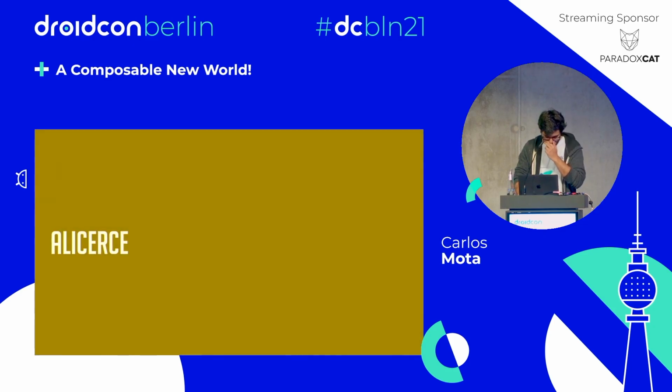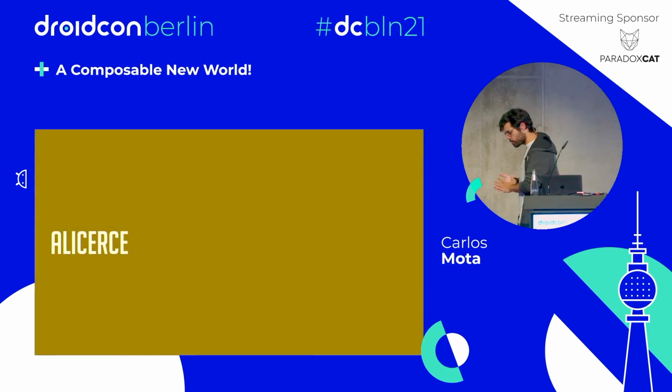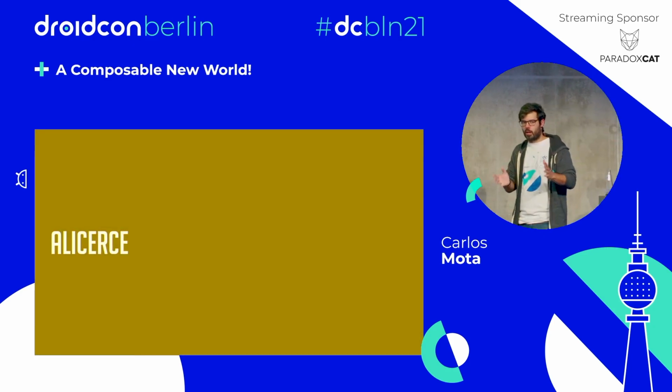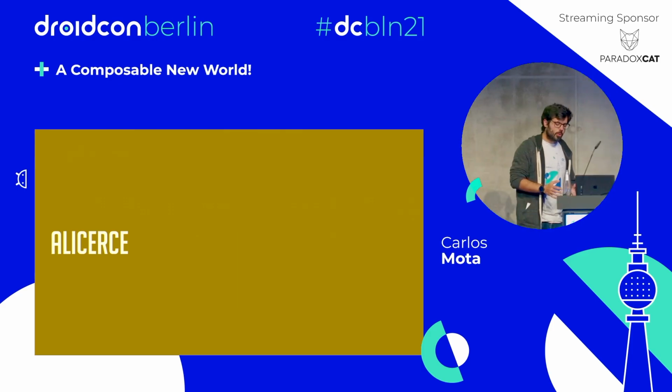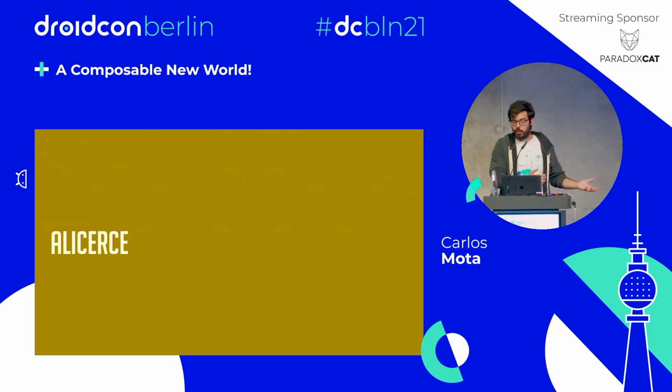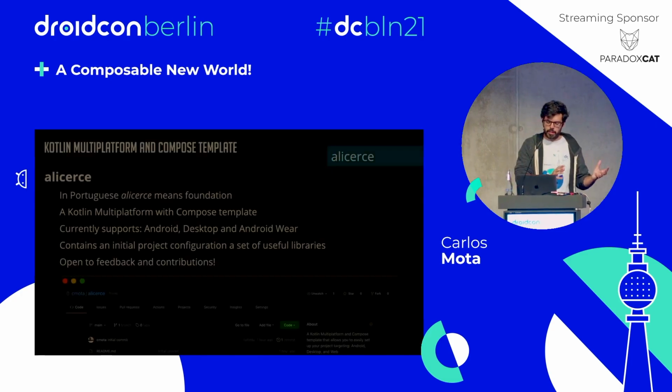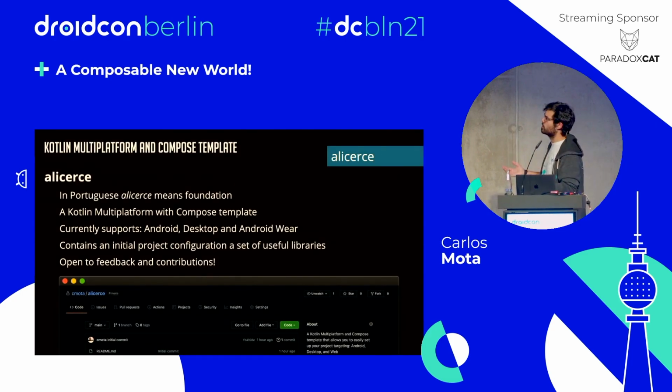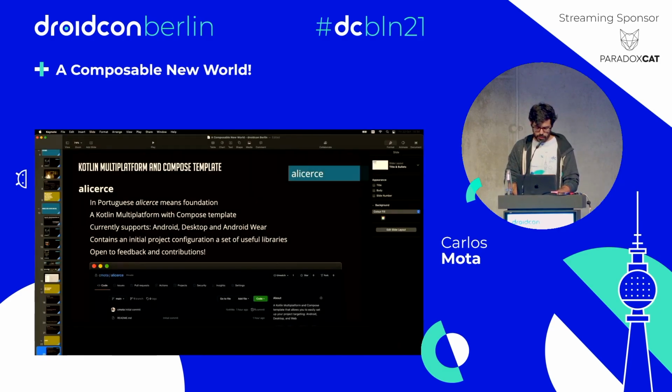I also want to show you something. I've mentioned that the initial setup is quite hard to get everything ready. So I've tried to create a template for this, because this happened to me a lot. I created a template called Alicerce. This in Portuguese means foundation. Basically, it allowed me to create shared code and shared UI for Android and desktop quite easily.